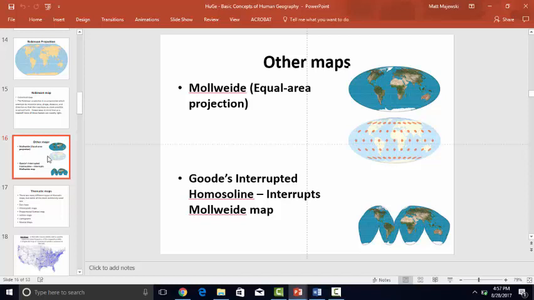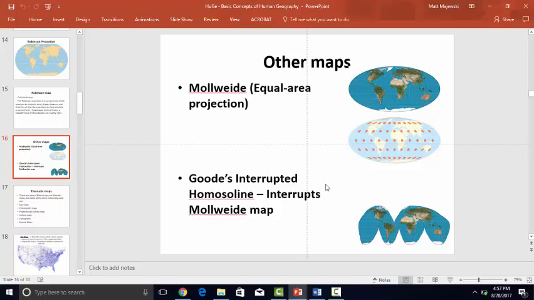We have a Goode's homolosine map, which is essentially the Robinson map, but what they do is they eliminate the places on the map that people do not live in, because if you're a human geographer, you're studying human activity, obviously places where there are no humans is of less relevance or significance to you.